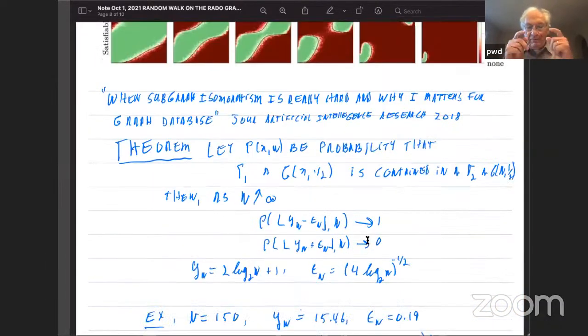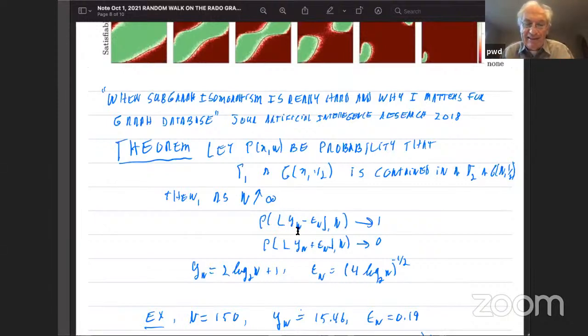So fix a little n and a capital N. Let P little n capital N be the probability that if gamma 1 is an Erdős-Renyi graph with little n and a half, then gamma 1 is contained in a random pick from the Erdős-Renyi model with big N and a half. And that's called P little n big N. As N is large, what we proved is that P is concentrated at two points in this sense.